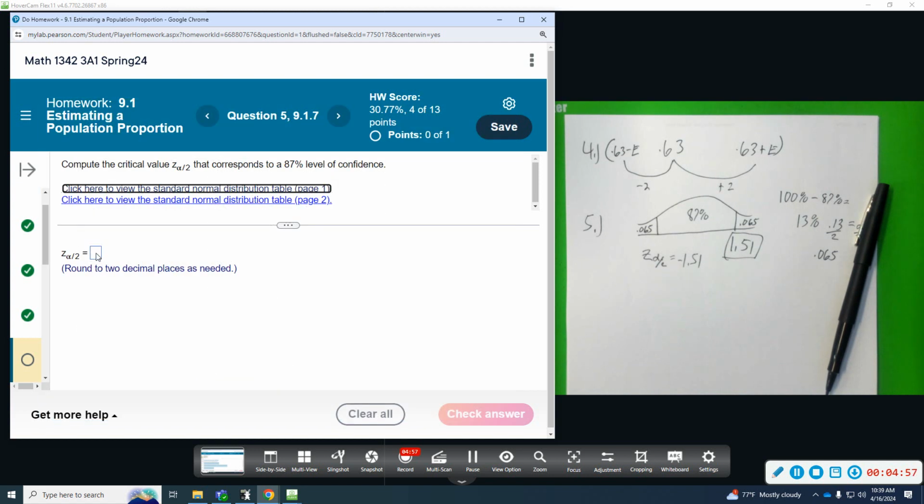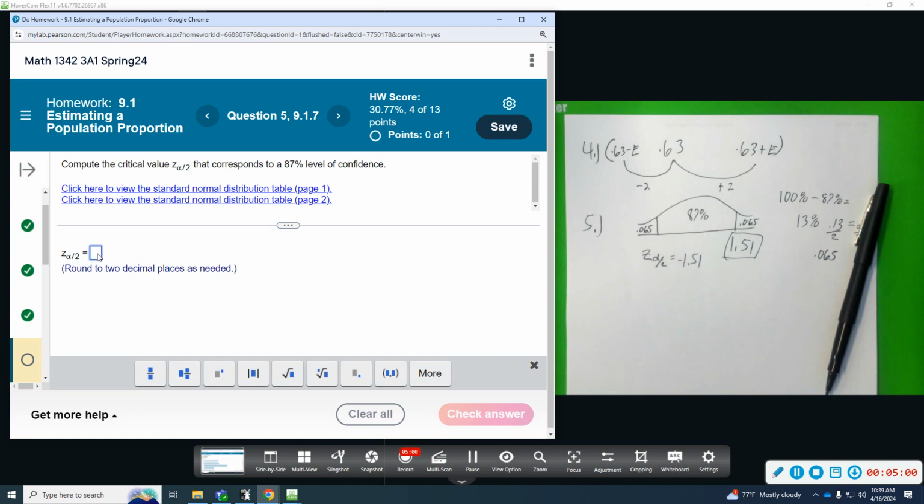And so we are asked to round to two decimal places, so we're just looking at 1.